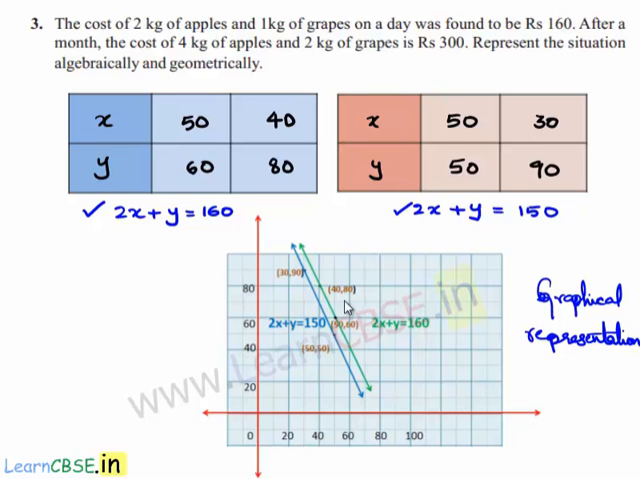So these two straight lines are parallel to each other, so they do not intersect at any point. This is because the coefficients of x and y in the two equations are the same. Hence we can say that the two straight lines are parallel lines.